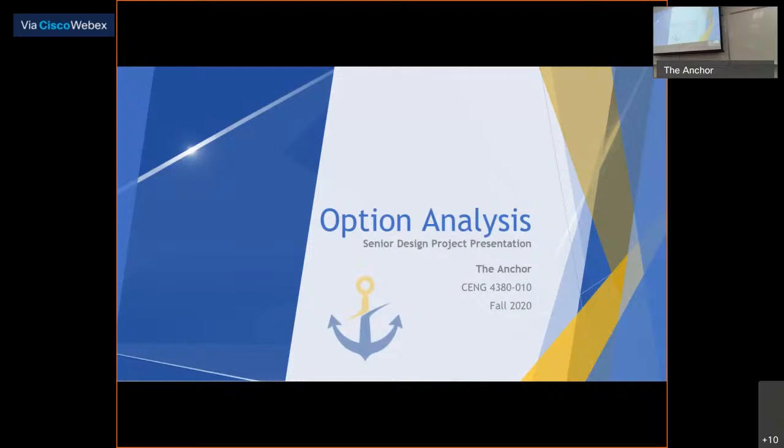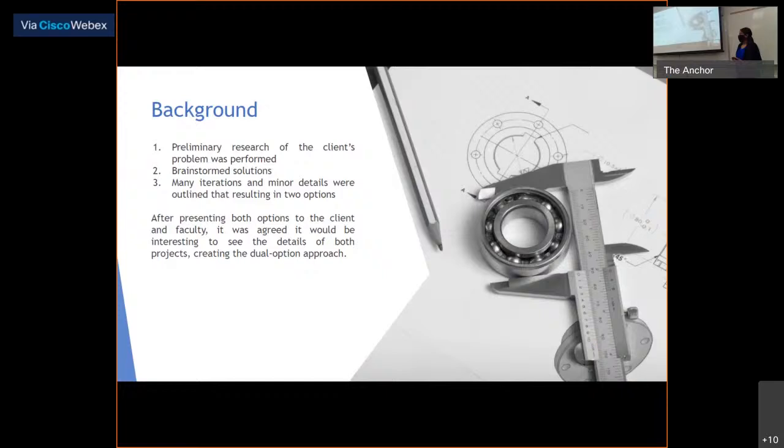Hi, my name is Nora, and I will be talking about the option analysis. Just to give you an idea of our background information, as a group, we did research to be able to come up with solutions for our client's problem. As we brainstormed solutions, we ended up coming up with two options that will be shown in the slides.